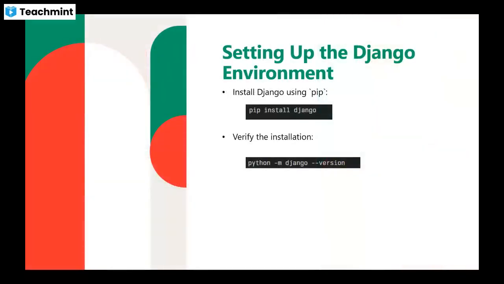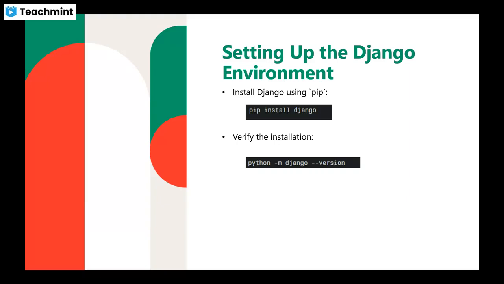Next is setting up the Django environment. Just now we have seen how to install Django. The command for installing Django is pip install Django, and to verify the installation, the command is python -m django --version. It will return the version of Django that is installed in your environment.